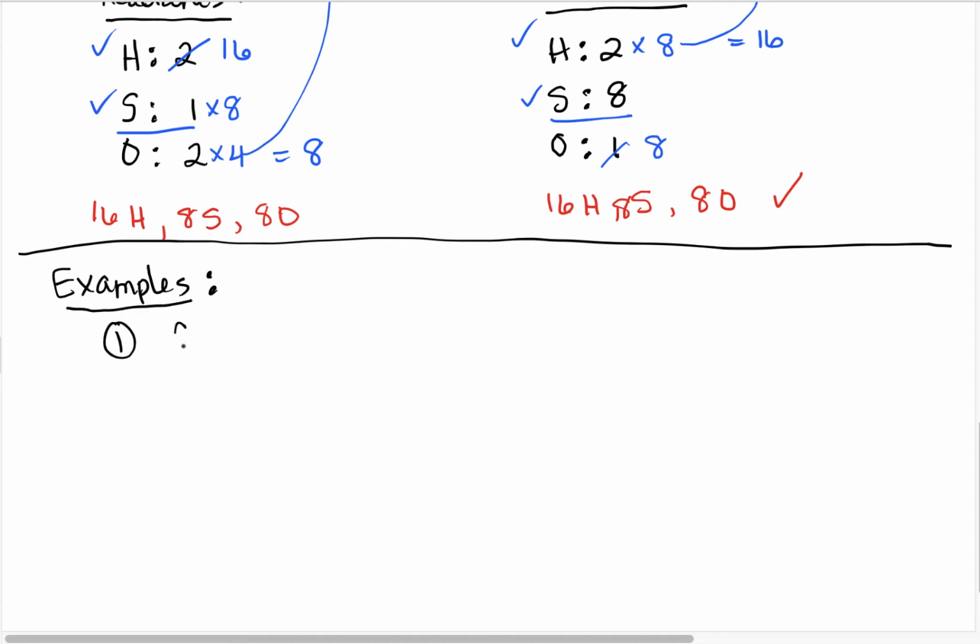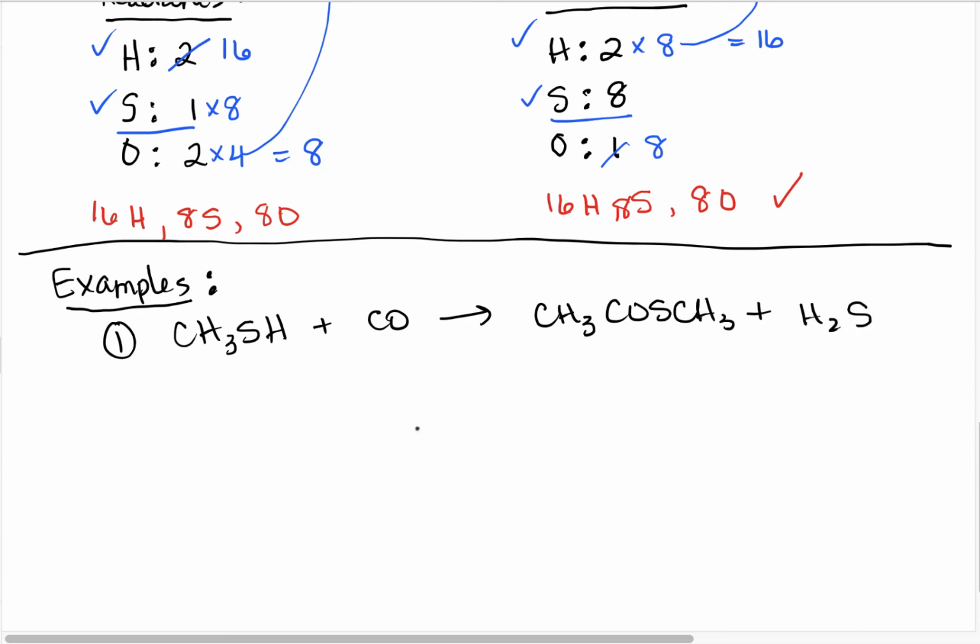The first one is CH3SH plus CO goes to CH3COCH3 plus H2S. The second example is P4 plus O2 going to P2O5. Now, I encourage you to stop right here with the video and try these out yourself. I'm going to put the answers up in just a moment, but pause it so you don't get a spoiler, and then come back and finish the video.